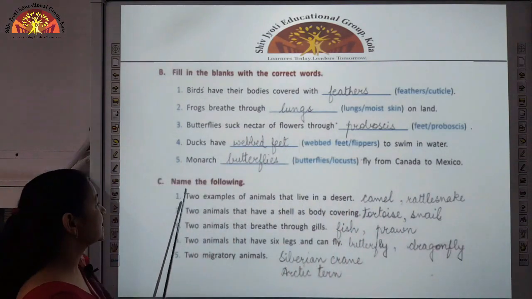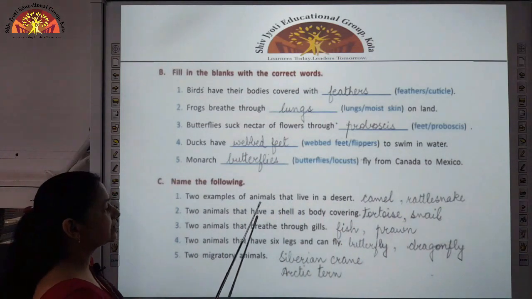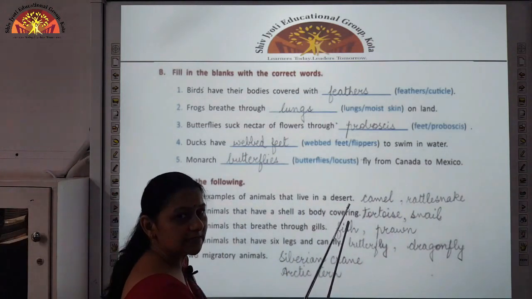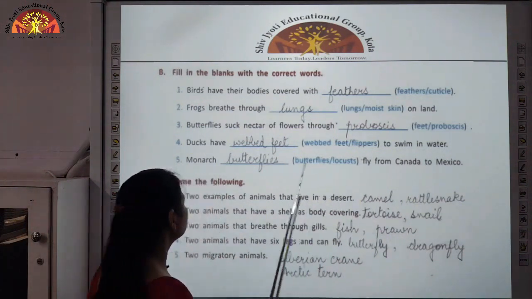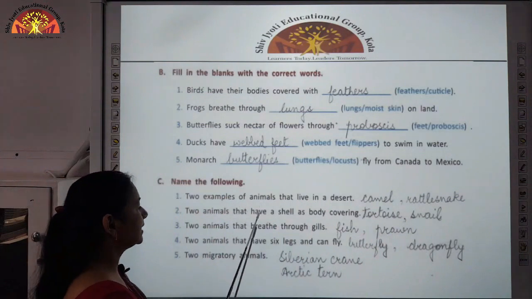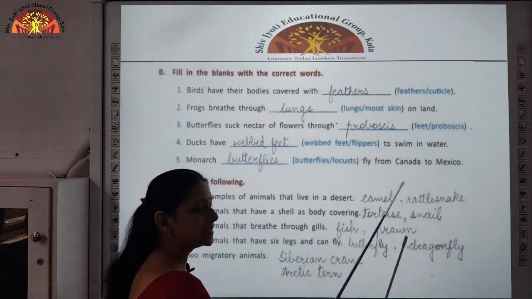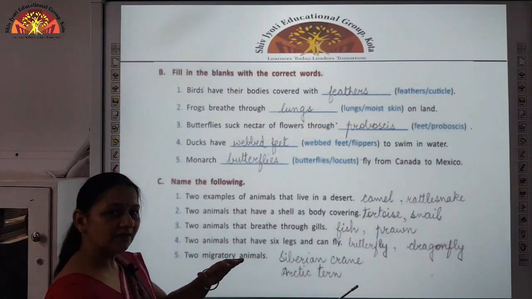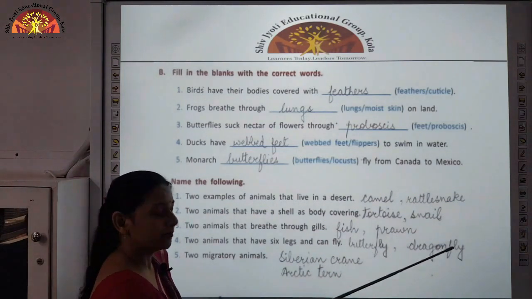Now the third exercise is name the following. First one, 2 examples of animals that live in desert. Desert habitat, the animals are camel and rattlesnake. 2 animals that have a shell as body covering, tortoise and snails. They are the animals which have shell, which protects their body.